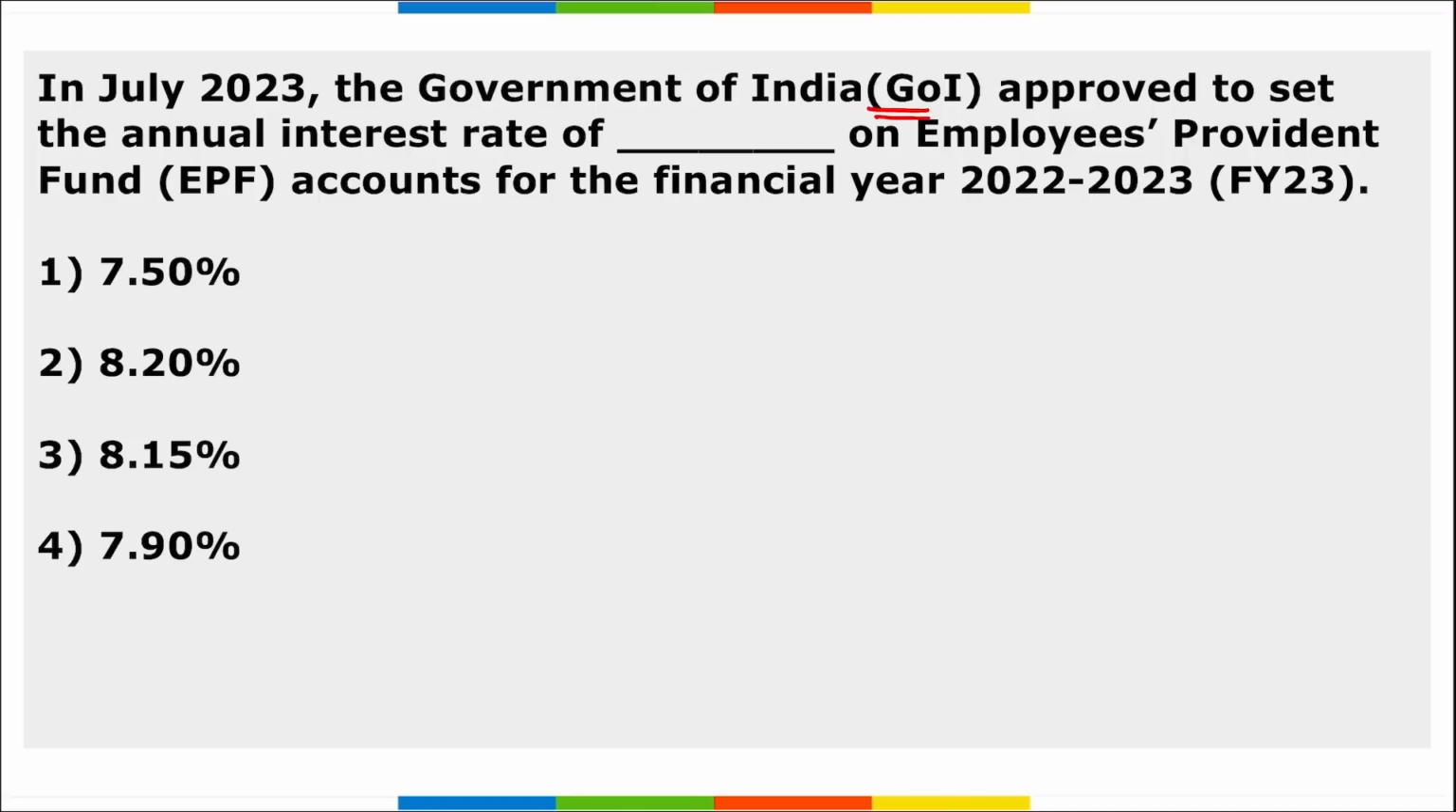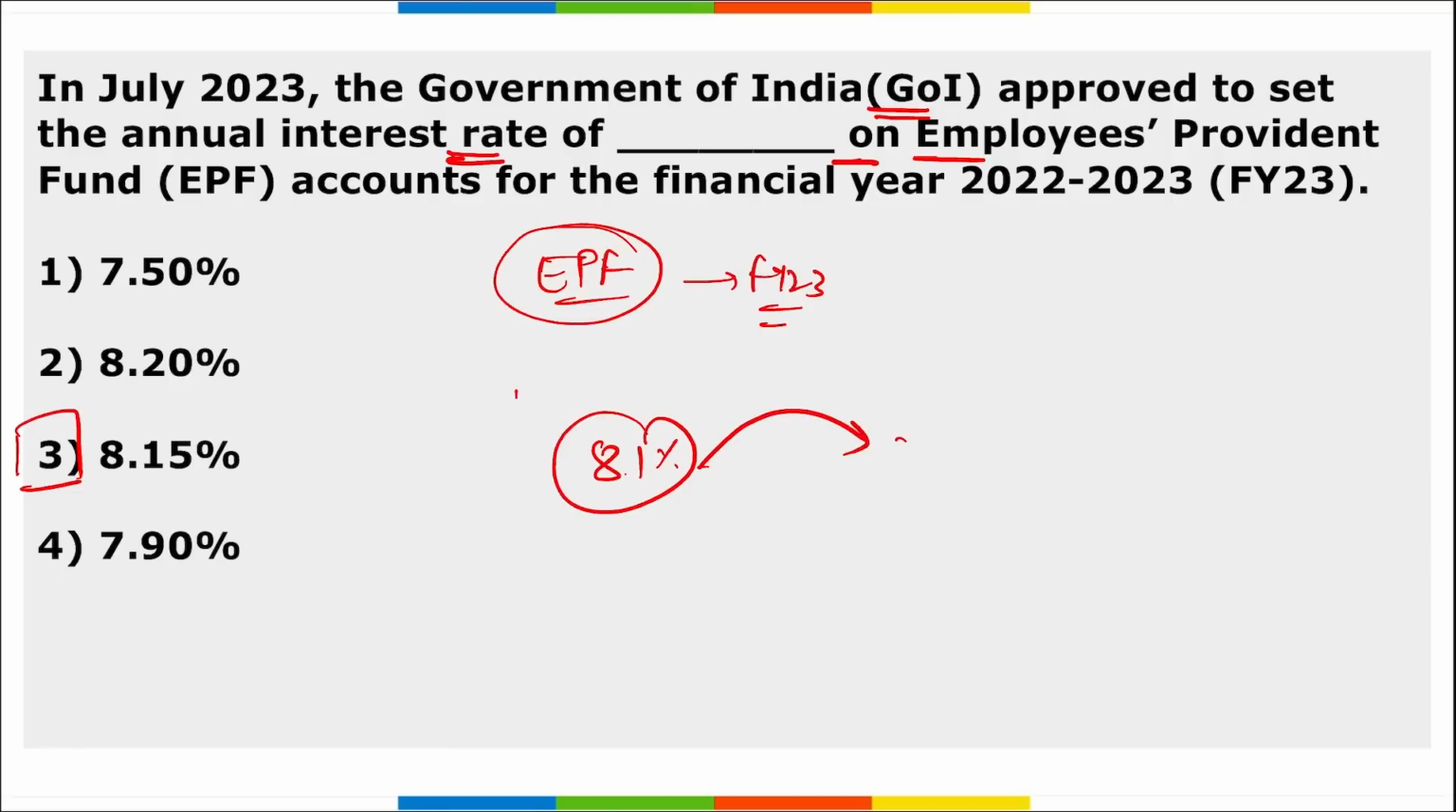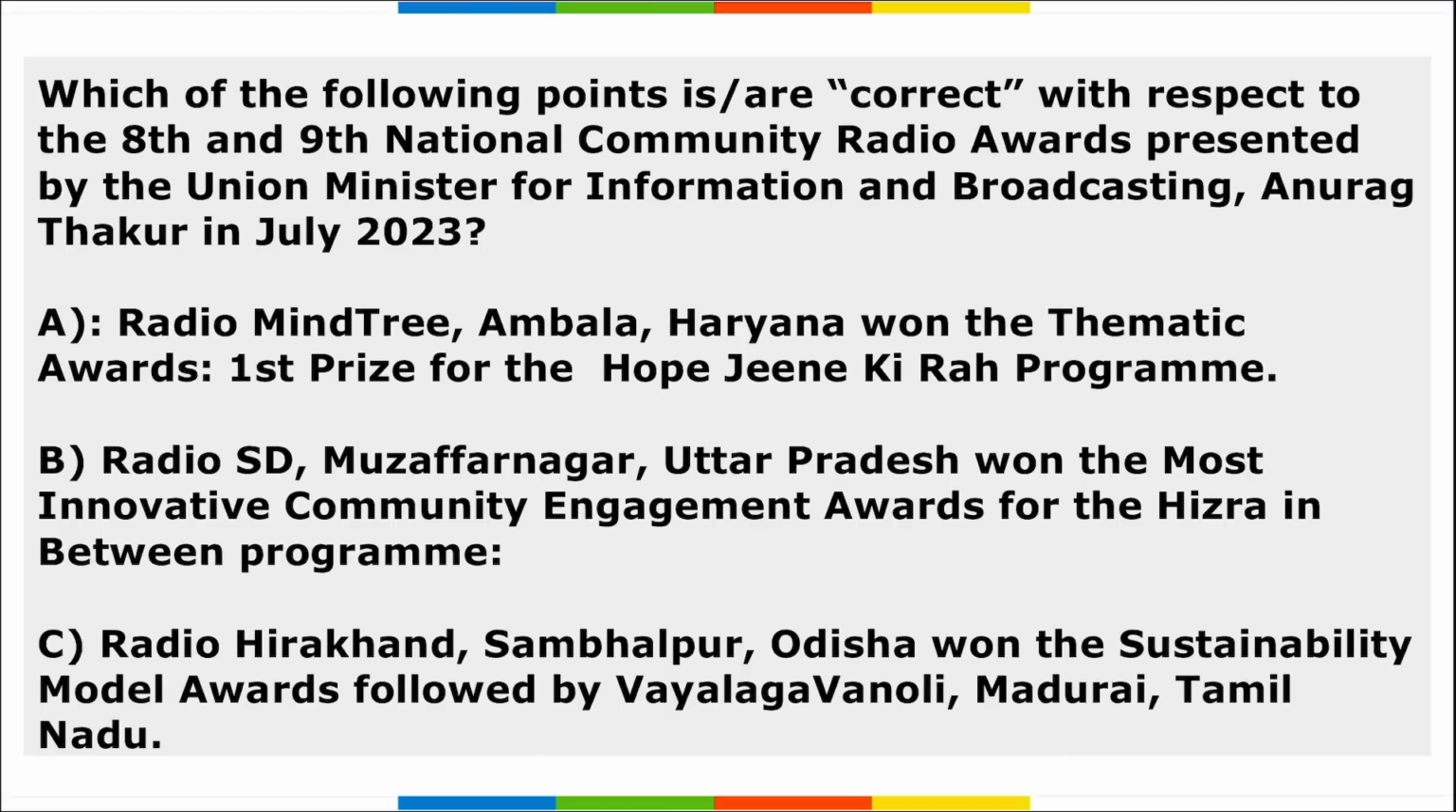Next, the Government of India has approved the annual rate of dash percent on Employees Provident Fund, that is EPF, correct, for this financial year 23. So how much increment have we seen? Earlier it was how much and now it is how much. So the correct option becomes option 3, right? Earlier the interest rate was 8.1% and now it has been increased to 8.15%, correct? And this scheme covers 6 crore subscribers and has recently been approved, and EPFO here stands for Employees Provident Fund Organization.